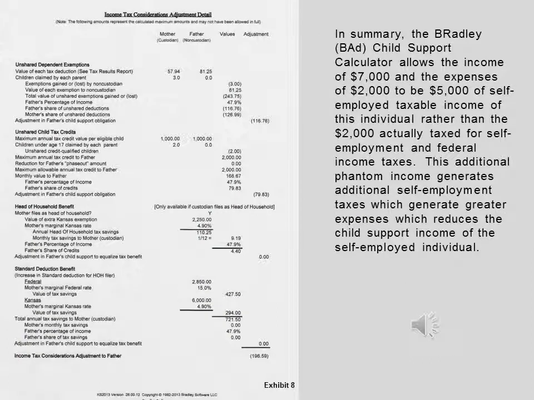In summary, the Bradley Bad Child Support Calculator allows the income of $7,000 and the expenses of $2,000 to be $5,000 of self-employed taxable income of this individual rather than the $2,000 actually taxed for self-employment and federal income taxes. This additional phantom income generates additional self-employment taxes, which generate greater expenses, which reduces the child support income of the self-employed individual.